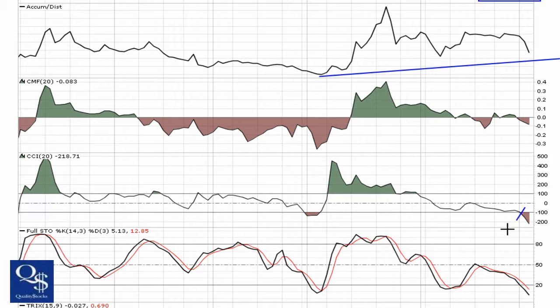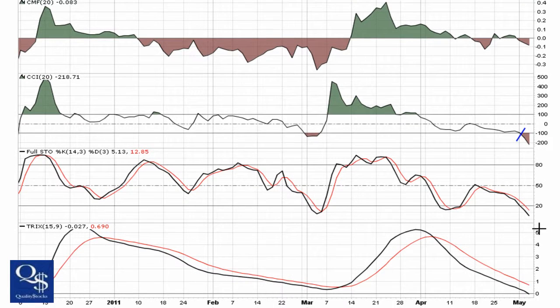CCI broken through negative 100, of course, very bearish, but starting to get to some lower levels now, below negative 200 at this point, starting to reach some pretty oversold levels. Full STO moved down into oversold territory. Again, we know not to put a ton of faith into that because it can trend down and oversold for a long period of time. Point being, it is reaching oversold levels.